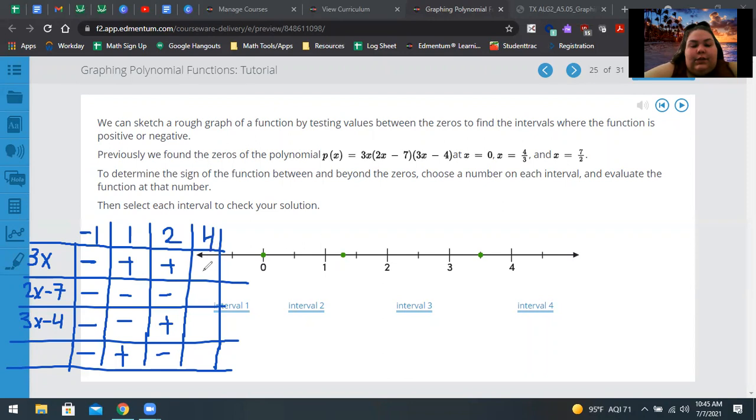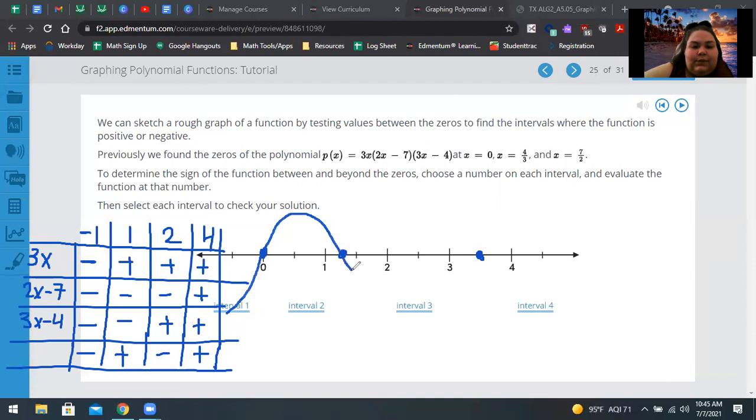Let's try 4. 3 times 4 is a positive 12. 8 minus 7 is a positive 1. 12 minus 4 is still a positive number. This is all positive. So by those ideas here, the -1 is behind this first 0. This is the second, and this is the third. So this comes from the negative side, and then it passes 0, and it's up in the positive area.